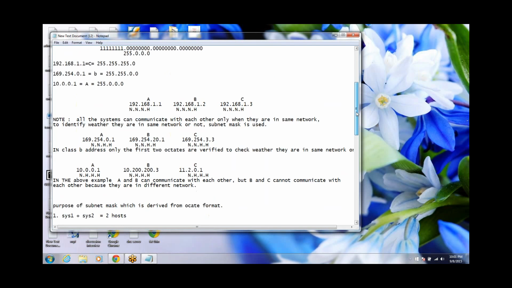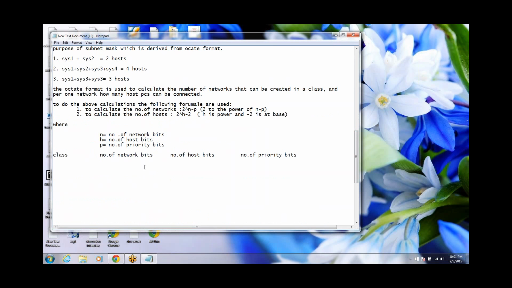Based on this, I will write the values here. The first one is for class A. The number of network bits is 8, the number of host bits is 24, and the number of priority bits is 1.